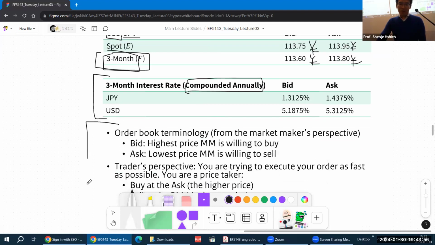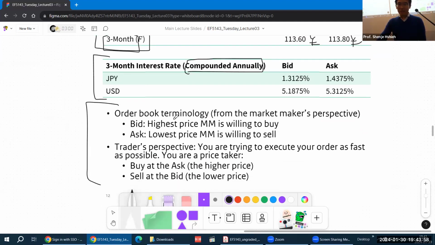Okay, so this is just review. For prices, the market maker wants to buy at the bid price, and they want to sell at the ask price. And it's the same thing for interest rates. If they want to lend to you, they're going to lend to you at the more expensive price, right? And if they're going to borrow from the investor, they only want to borrow at the lower price.